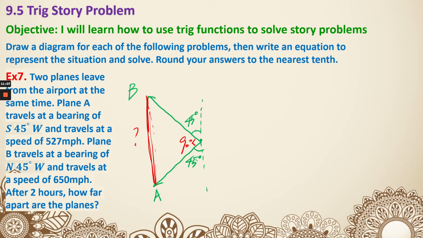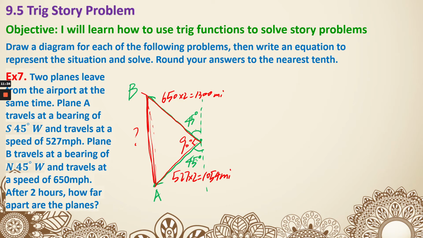Travel for 2 hours for plane A at 527. So 527 times 2, that is 1,054 miles. And for plane B, 650 times 2, that's 1,300 miles. So this side is 1,300 and this side is 1,054. And we have a right angle, and we're trying to find, in this case, the hypotenuse.